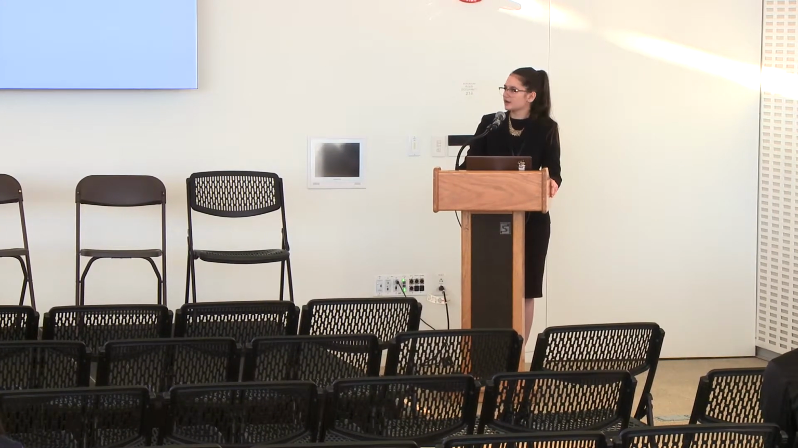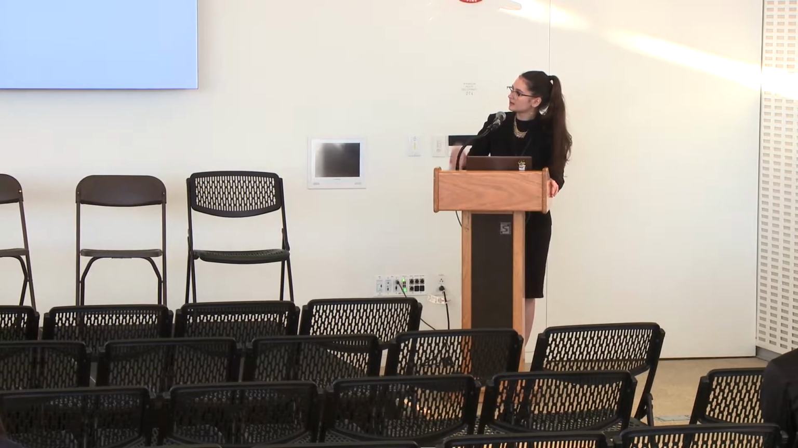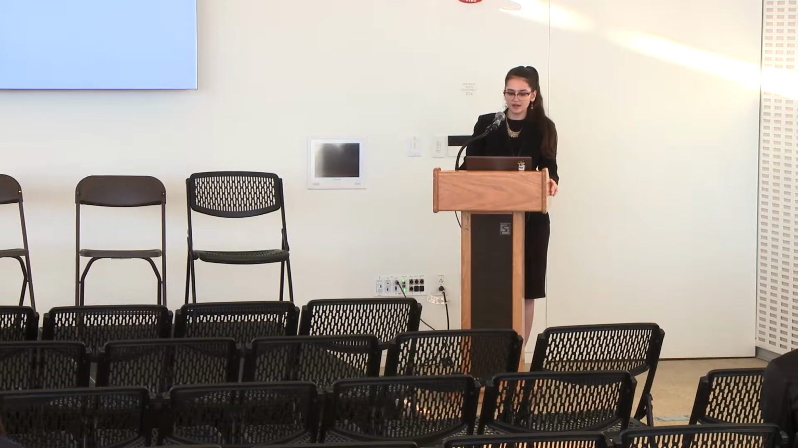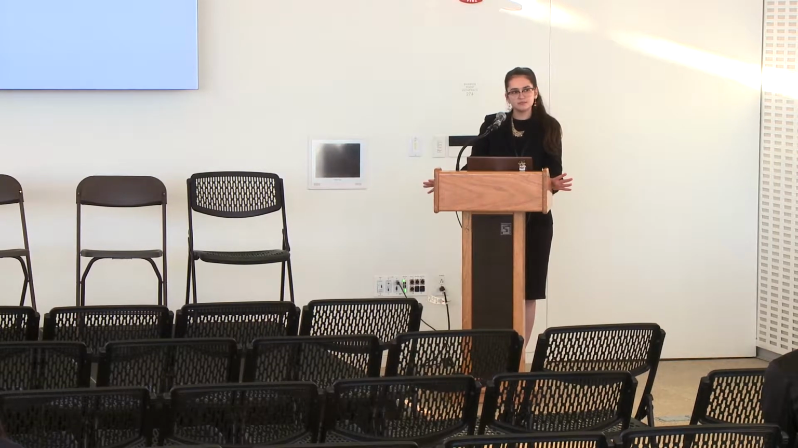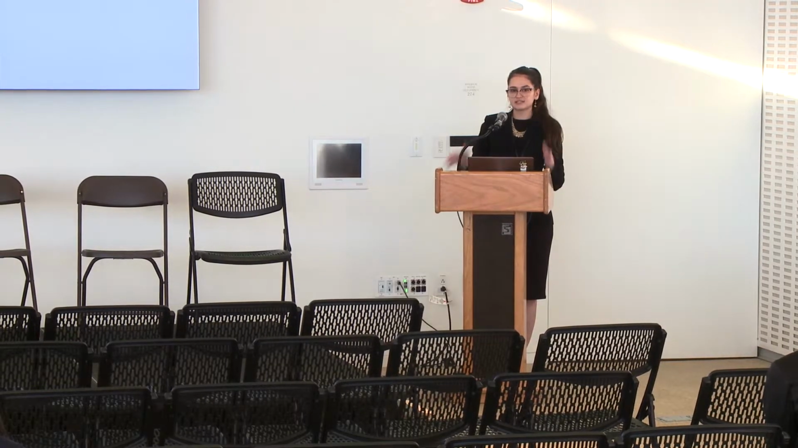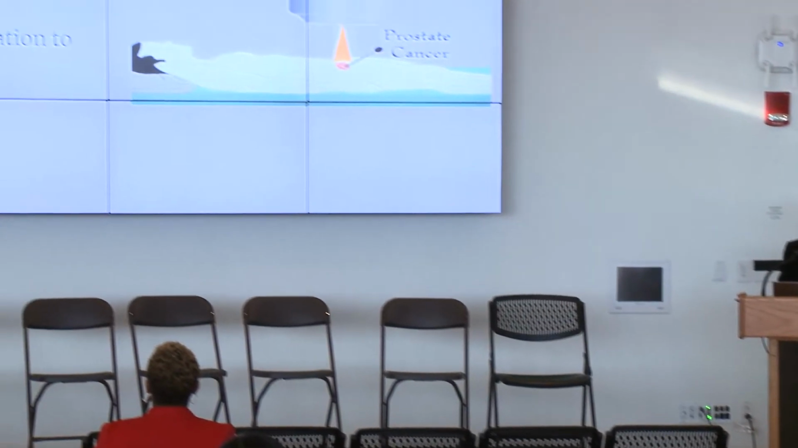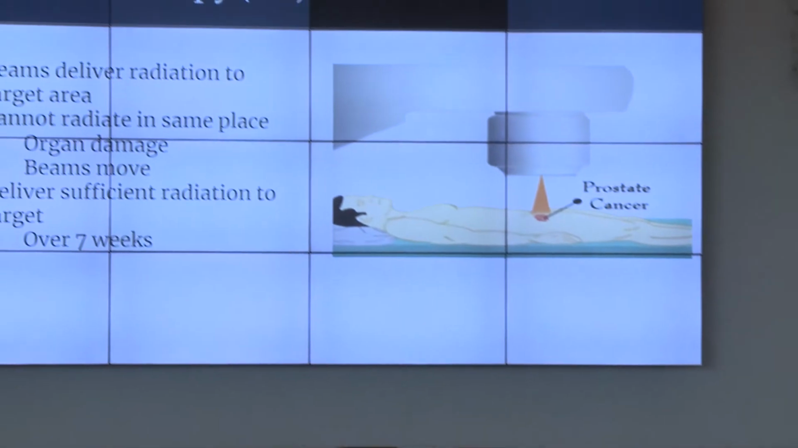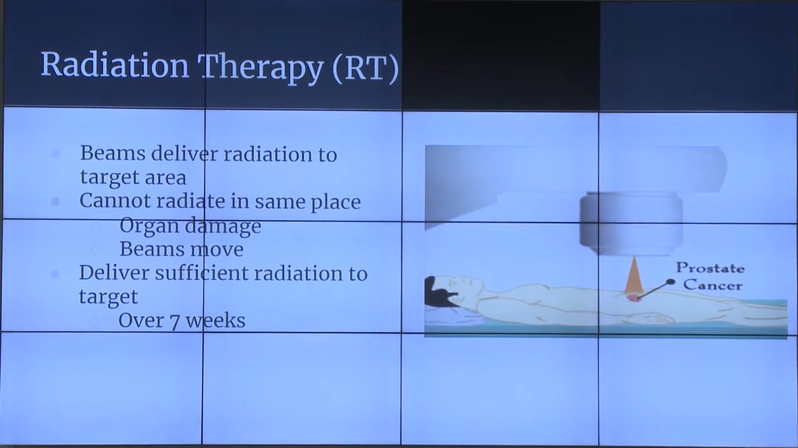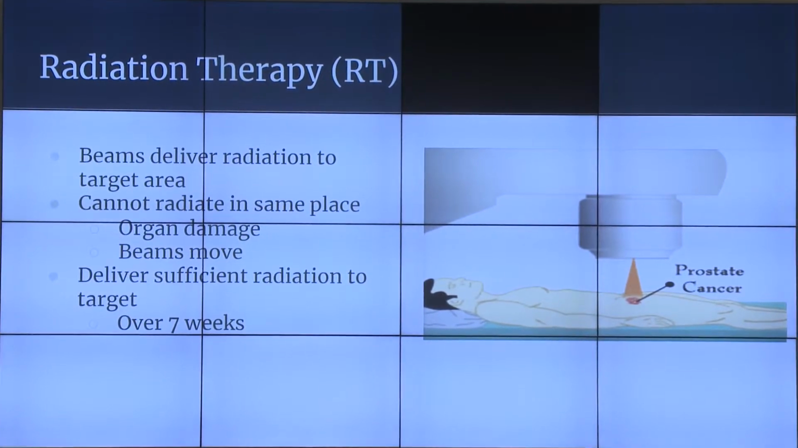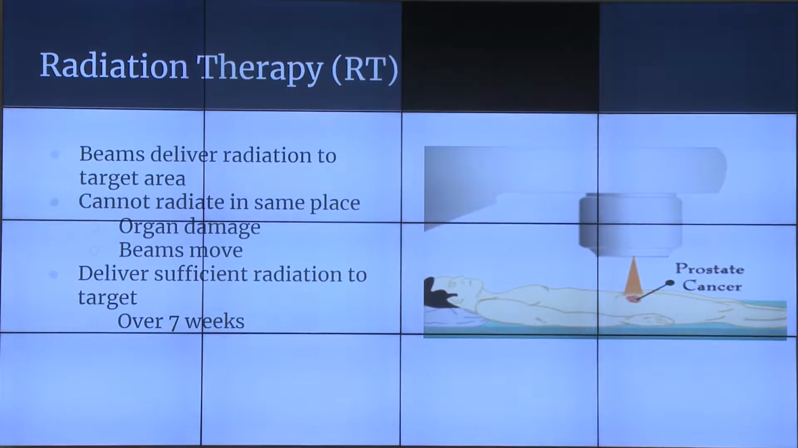In radiation therapy, the patient lies down like so, and there are beams that deliver radiation to the target area. However, the beams cannot deliver radiation to the same location the whole time and have to hit the target area from different angles. So the beams move around the target, and the goal is to deliver enough radiation to the target area over the course of 7 weeks.